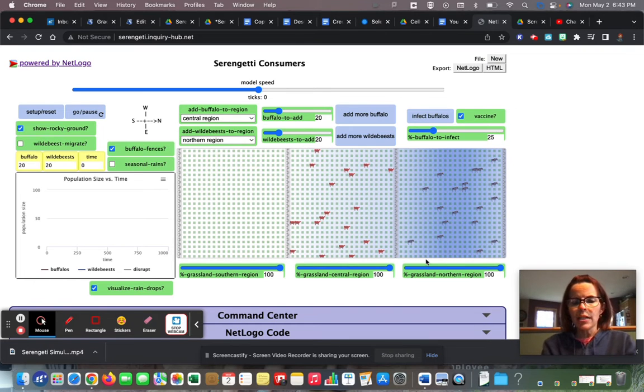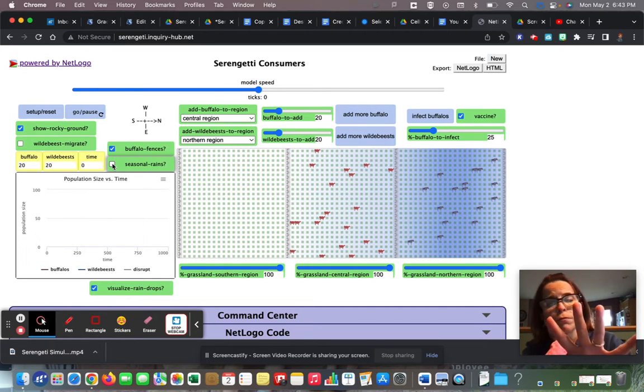But you could change the percent of grassland in any area. You could change the seasonal rains, whether or not rain comes through. So those are all options that you could do. If you wanted to change the seasonal rains, let me just say that one really quickly. The way you would do it, you have to run your experiment 4 times.